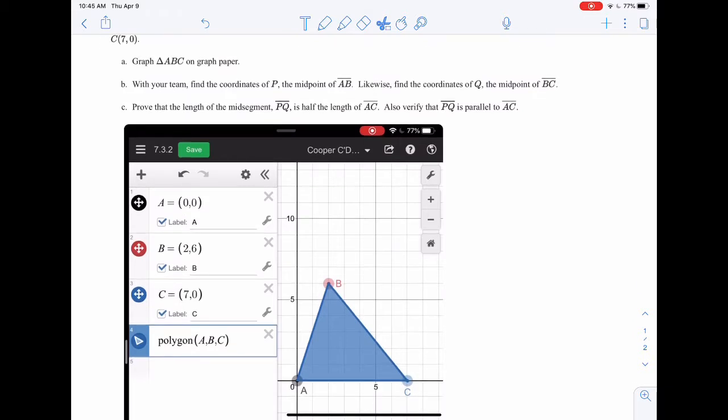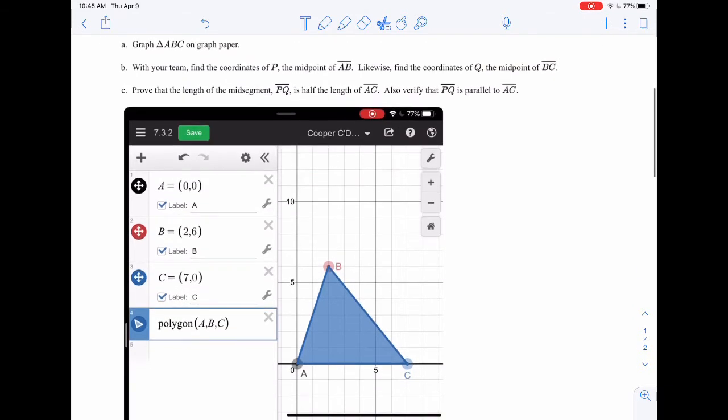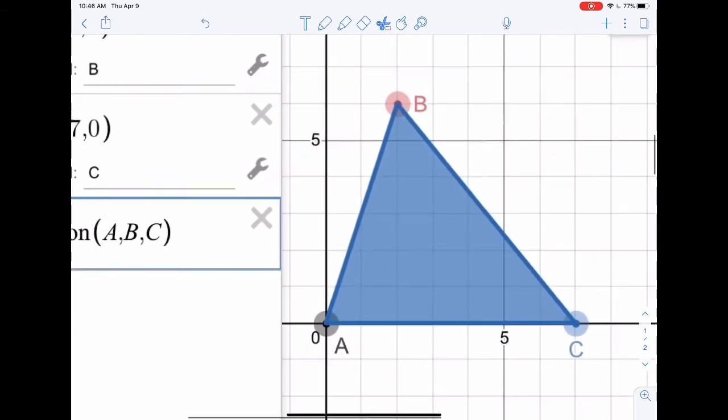On to letter B. With your team, find the coordinates of P, the midpoint of side AB, and likewise find the coordinates of Q, the midpoint of BC. Okay, so letter P is somewhere on side AB, right in the middle. There are a couple of ways you can do this. One way that seems popular with my students is to use slope triangles.